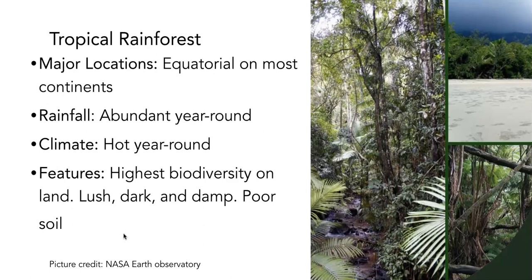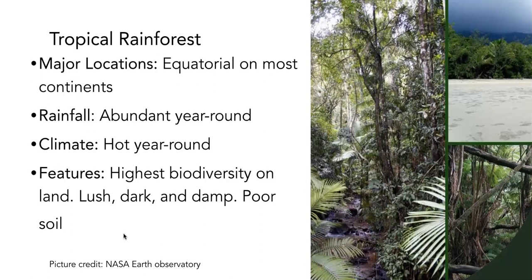Okay, tropical rainforest. So in most places on the planet, it's going to be equatorial, means around the equator. So again, look at your map where the tropics are, between the Tropic of Cancer and the Tropic of Capricorn. Abundant rain year-round and hot year-round, it's by the equator. So it has the highest biodiversity on land. It's lush, it's dark, it's damp.